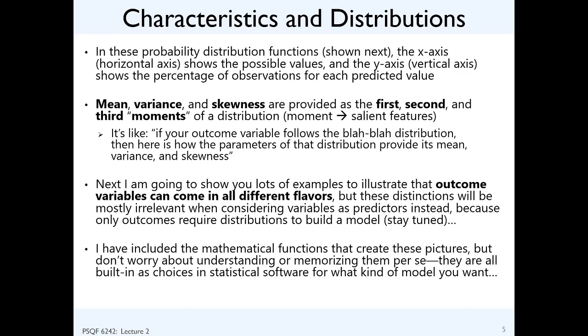And I have in here how they get used. If your outcome follows the blah blah distribution, then the parameters of that distribution, characteristics of the population, provide its mean, variance, and skewness. So you know what the shape's supposed to look like, according to these formulae.